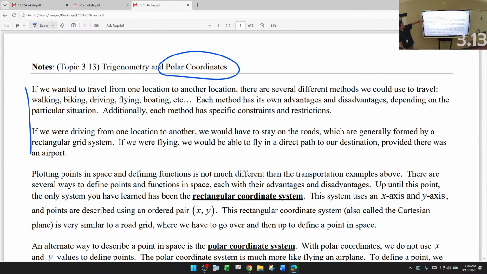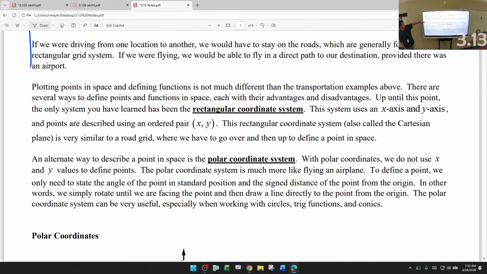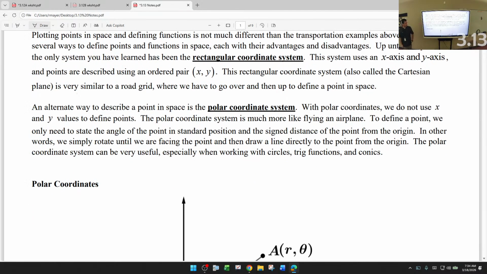Plotting points in space and defining functions is not much different than the transportation examples above. There are several ways to define points. Again, the rectangular coordinate system is what we've used before: X's, negative X's, Y's, negative Y's. An alternate way to describe a point in space is the polar coordinate system. A polar coordinate system has a vertical axis and a horizontal axis, but it's not an x-axis and it's not a y-axis. Okay? With polar coordinates, we do not use x and y values to define points. The polar coordinate system is much more like flying an airplane.